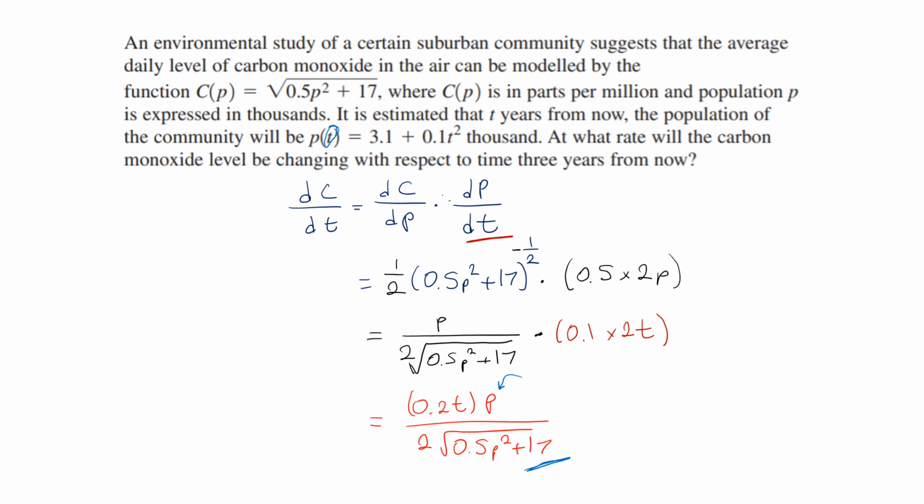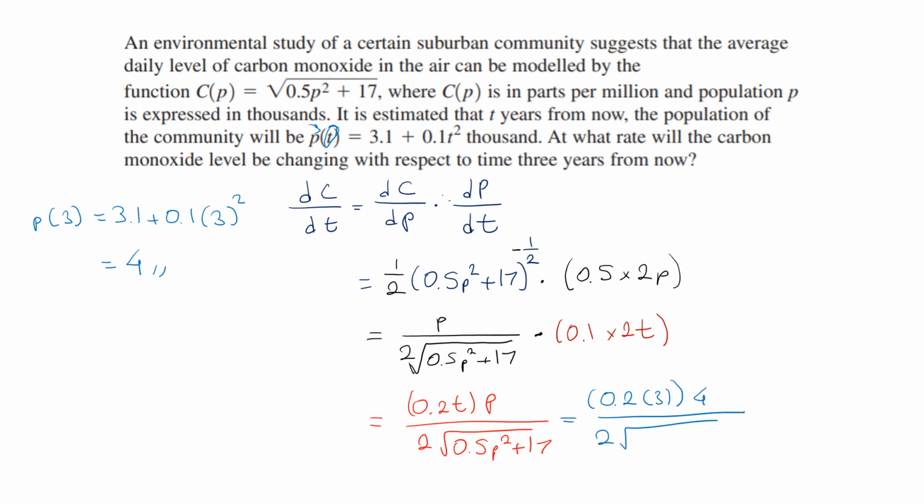So what I can do is plug in 3 for this and find the value and then plug it back for the p value. So when I do that as an answer, I will just get 4, which I can plug back into here. So I will do 0.2, plug in the t value, which is 3 over here. And my p value is now 4 over 2 root 0.5. What is my p value? It's 4. So I'm going to do 4 squared plus 17. Now as the answer, I will get 2.4 over 10, which will give me 0.24 as an answer.